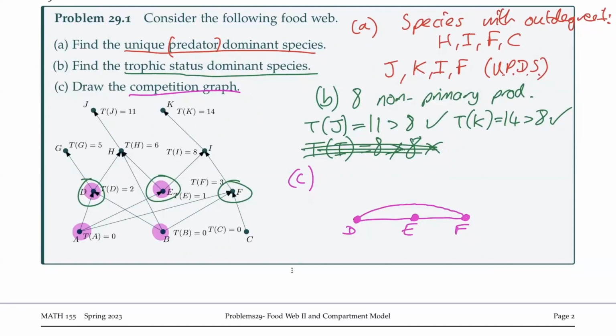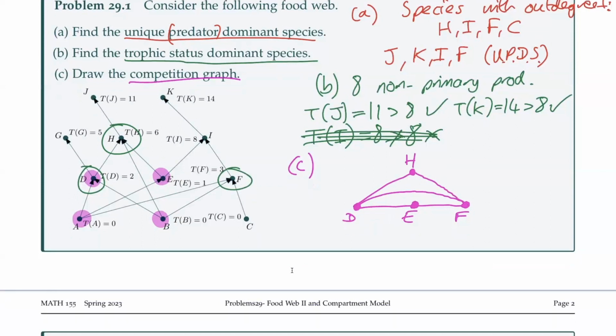So how about species B? Species B, we have competition between species D, which we've already got a circle around, and species F. Again, we've already got a circle around that. So we've already got a line in this. We don't need to draw another line in here between D and F because we already know they're competing for A. We also have competition with species H. So that means in my competition graph, when I add H on, there needs to be a link between D and H and F and H.